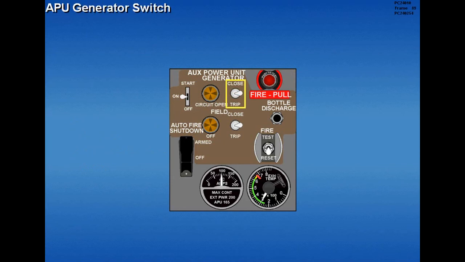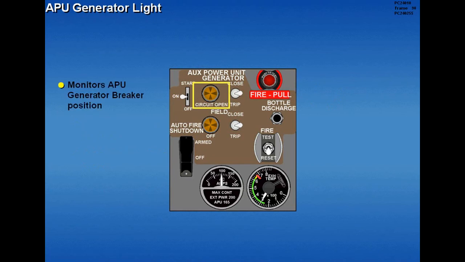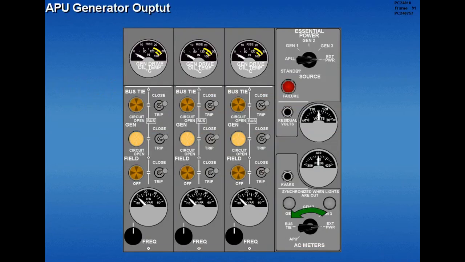The APU generator switch connects or disconnects APU electrical power from the sync bus. The APU generator light monitors the APU generator breaker position. The light is illuminated when the generator breaker is tripped. With the APU operating, generator output is verified by rotating the AC meter selector to APU.